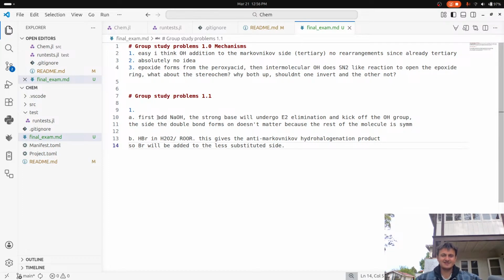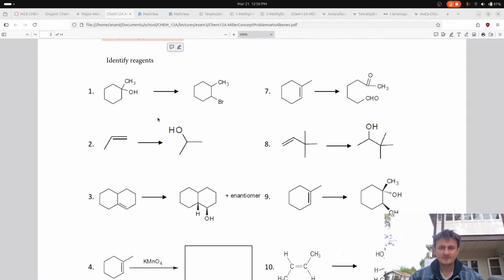Ooh, these problems are actually kind of fun. I'm actually liking it now. I was feeling so lost. Okay, good. So that one, I think I got it. I mean, what else could you do? You have to form an alkene first. I think that's the trick.